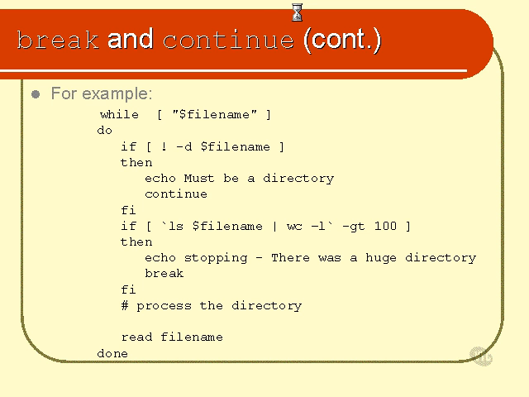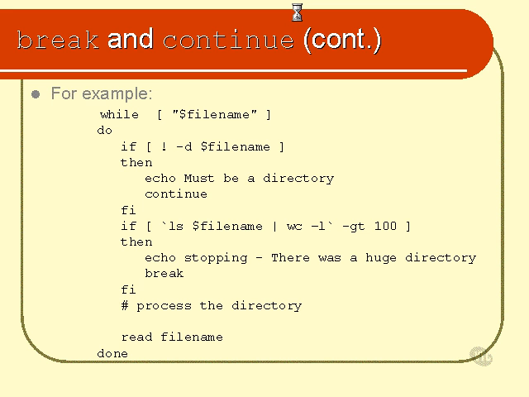Well, it assumes that the file name that they typed in is supposed to be a directory. So the very first thing that we do is we test to see whether it is, and if it's not a directory, then we simply continue, which means that we skip everything after the word continue all the way down to the done and go right back around to the while file name.